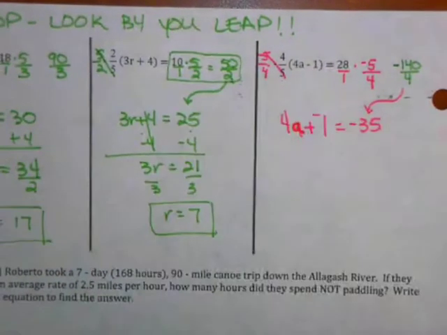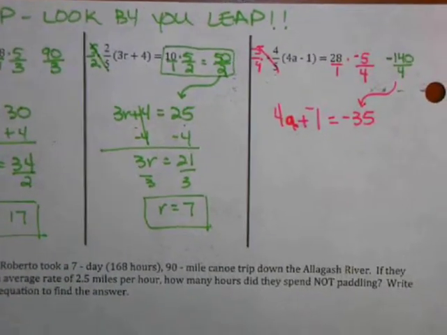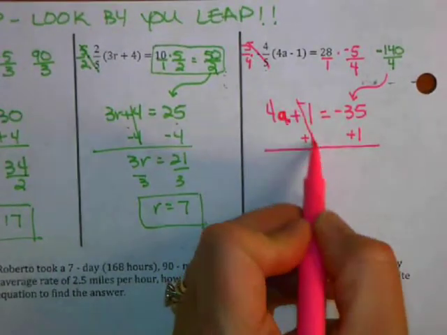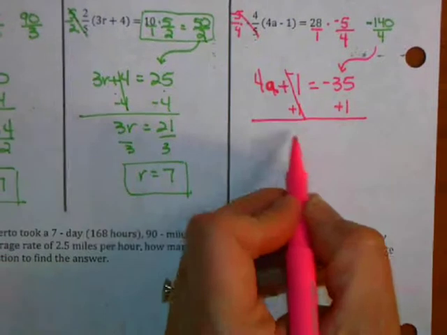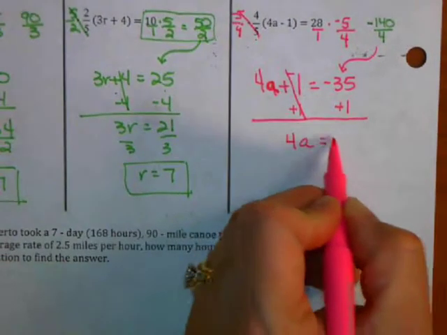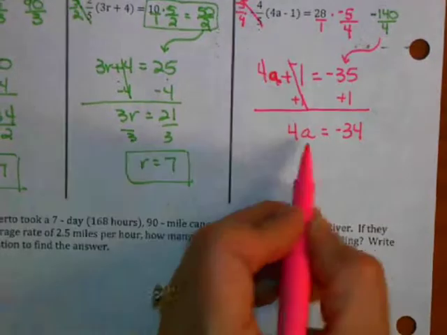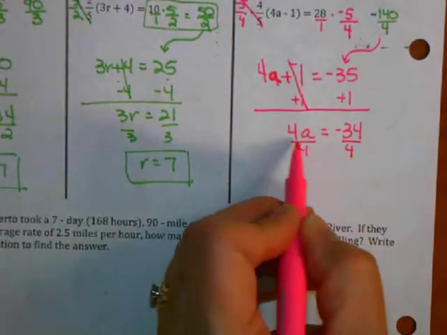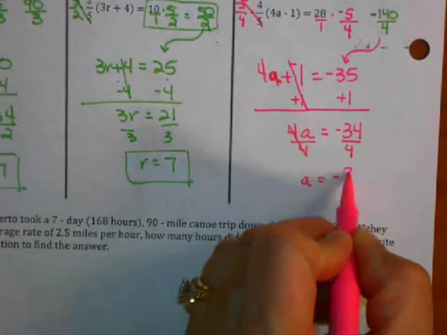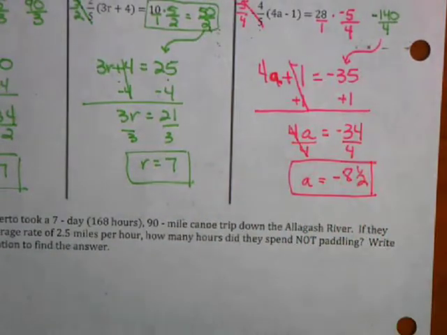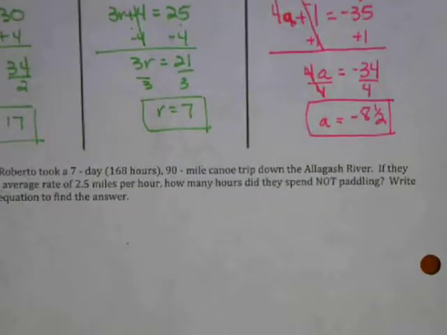So that comes down here. Okay, this is a negative 1. To get rid of it, I'm going to add 1 to both sides. And yes, you're going to get a decimal, but that's okay. Divide by 4. And A equals negative 8.5. Otherwise known as what in decimal form? Negative 8.5. Okay. Yeah, that's all right for this one.